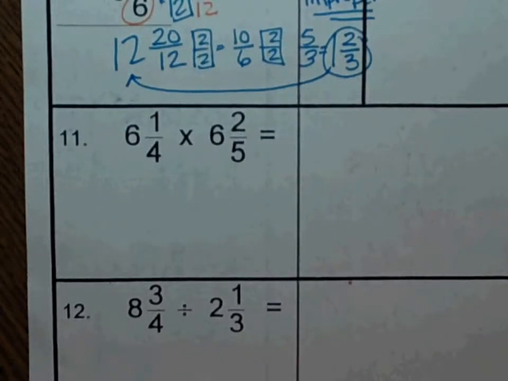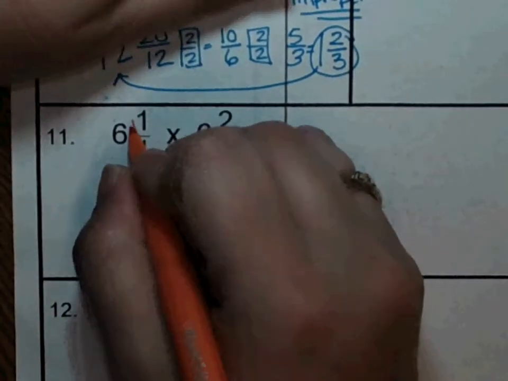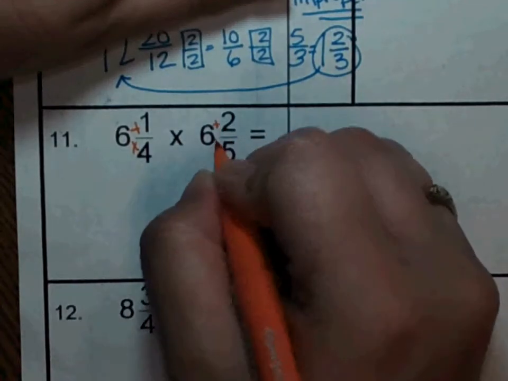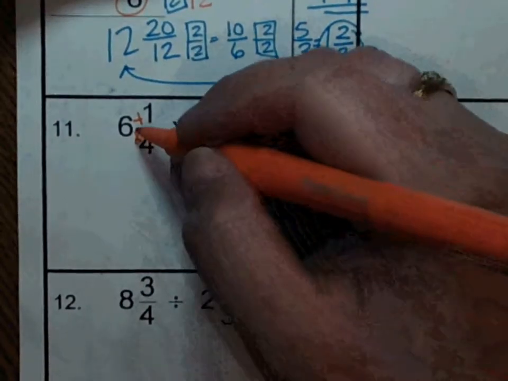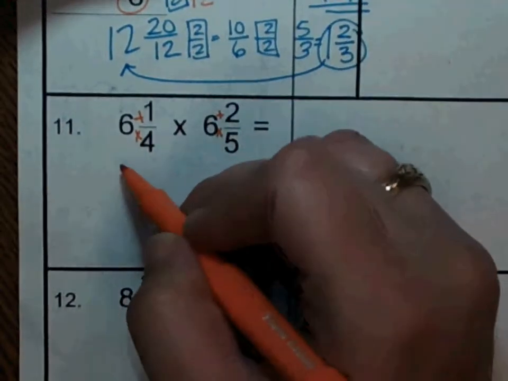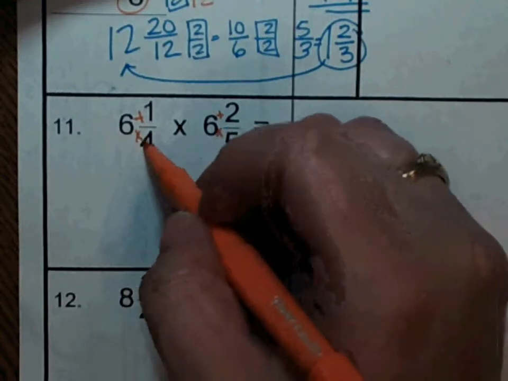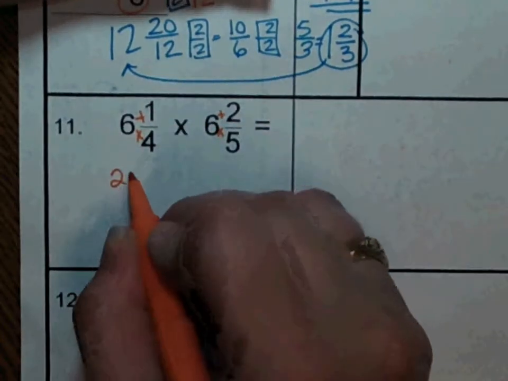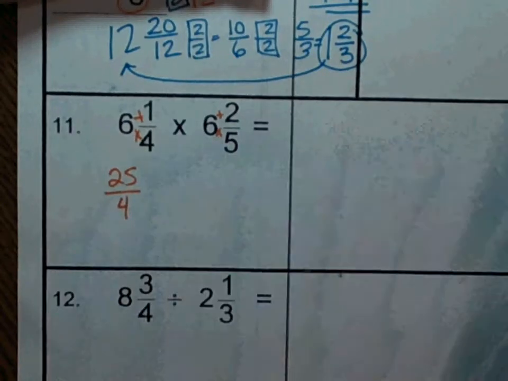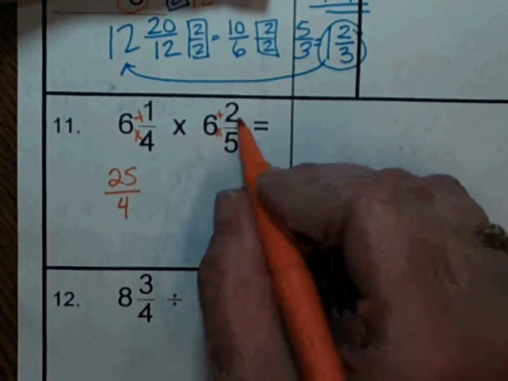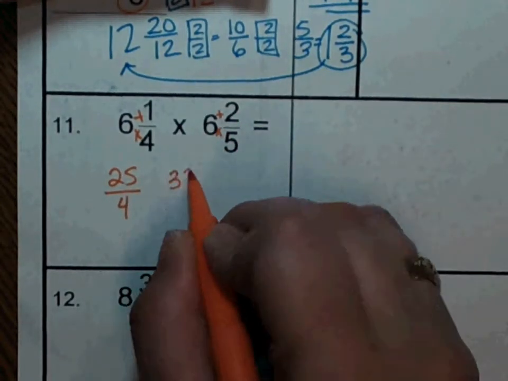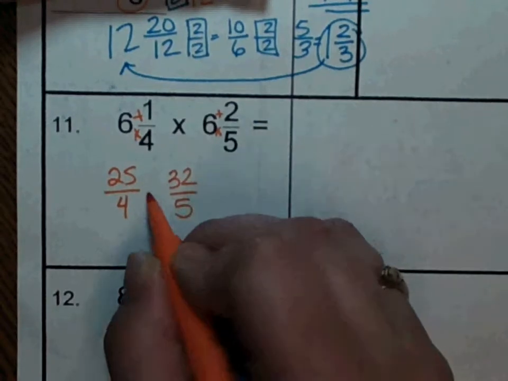Alright, we're almost done. Number 11. The first thing you need to do is use the Texas method to change these into improper fractions. If you forgot, it's this. I call it the check method. It's the same thing. You multiply. 24 plus 1 is 25 over 4. Here, 6 times 5 is 30, plus 2 is 32 over 5.